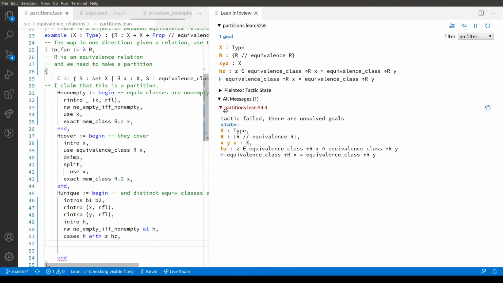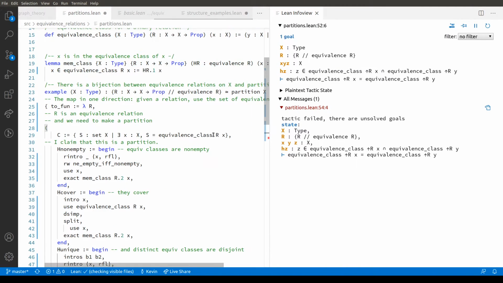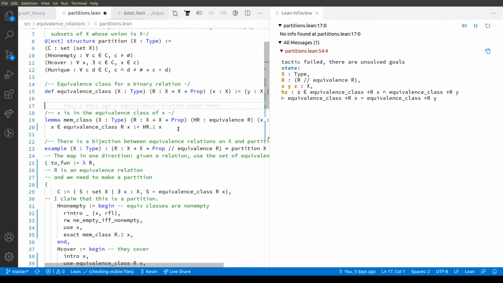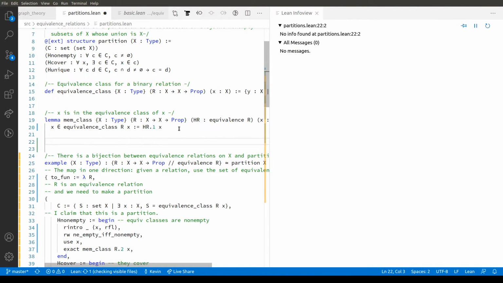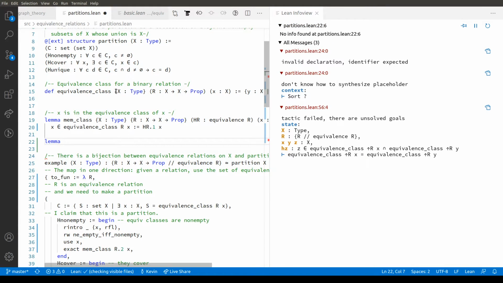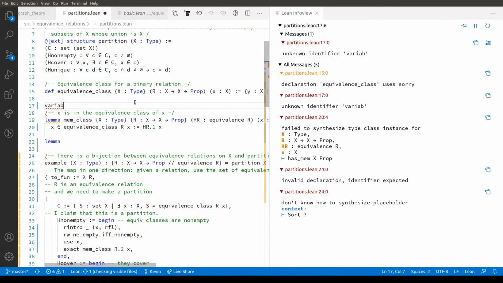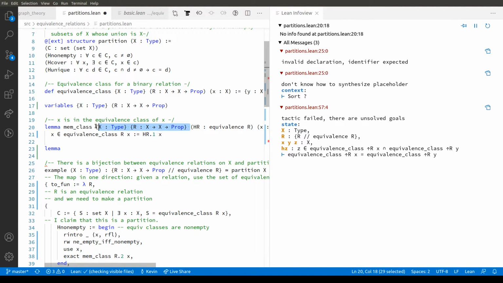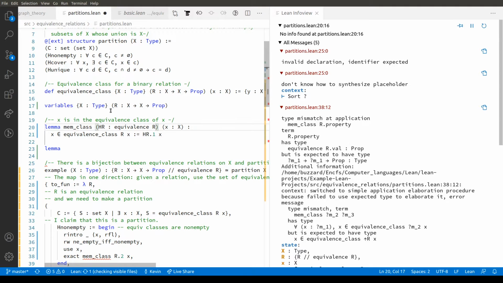And I feel like we need a lemma, right? We should have proved. I think here's a nice lemma. Here's a lemma. Let's have these be variables. Let x be a set and let R be an equivalence relation on x. Right.